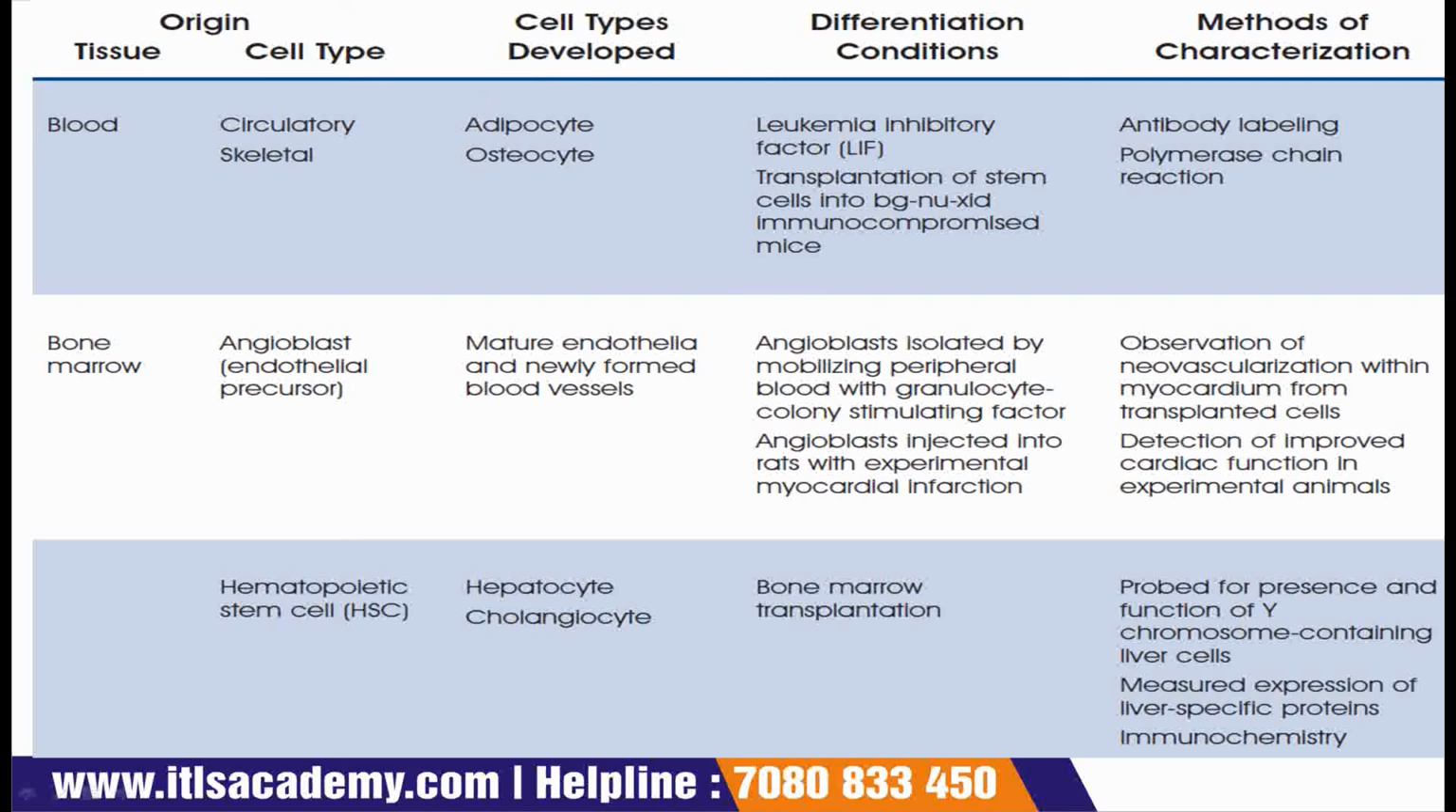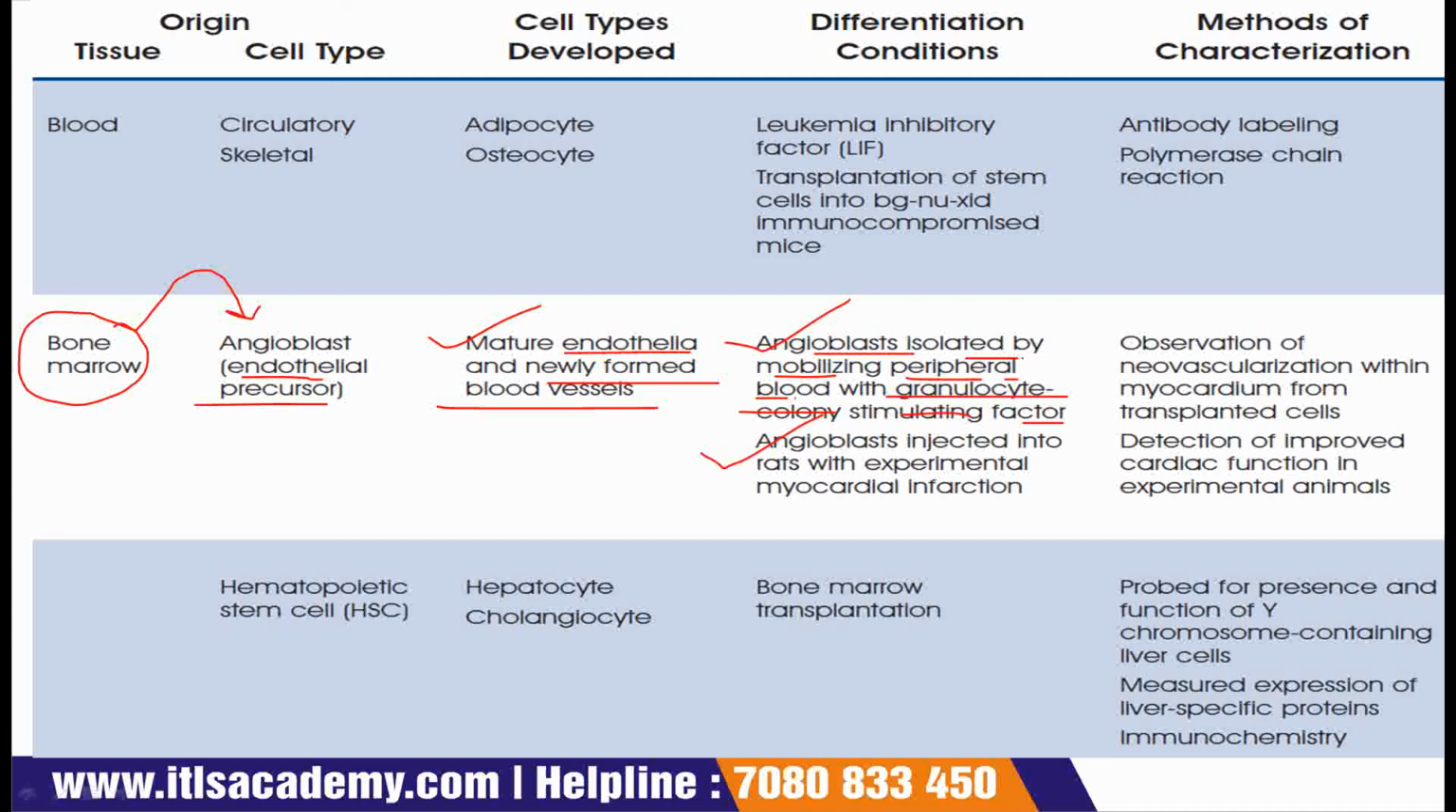Next one, the origin tissue is bone marrow, while the origin cell type is angioblast, that is endothelial precursor. Cell type developed is a mature endothelia and newly formed blood vessels. Differentiation conditions are angioblast isolated by mobilizing peripheral blood with granulocyte colony stimulating factor.